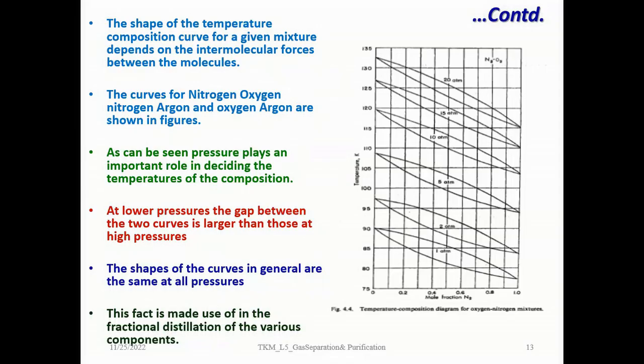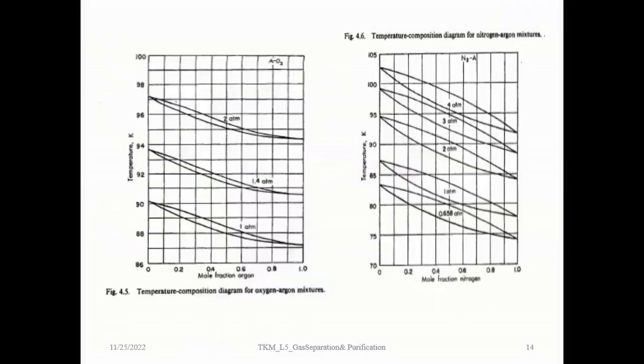Similar curves are plotted in this slide for oxygen and argon mixtures. The mole fraction of argon is gradually increasing, and the mole fraction of oxygen is the maximum at the left. On the left the mole fraction of oxygen is 1, and on the right side it is 0, whereas the mole fraction of argon is 0 at the left, and at the right it is 1. Again, the same behavior is observed at 1 atmosphere, 1.4, and 2.